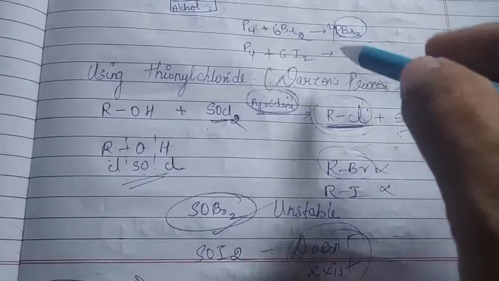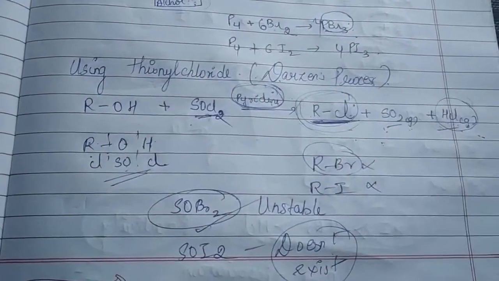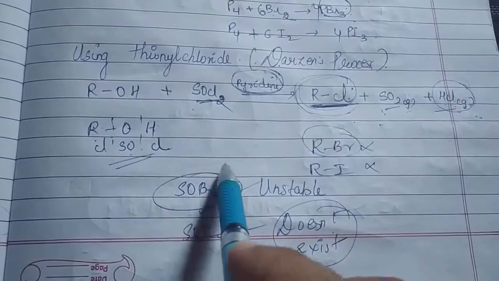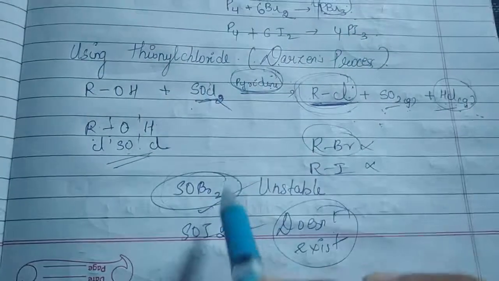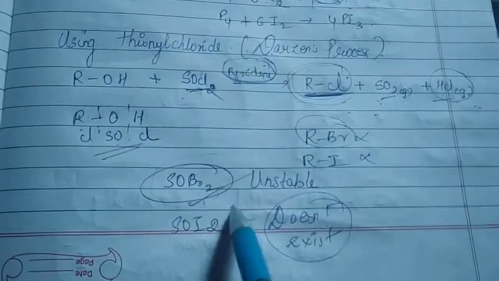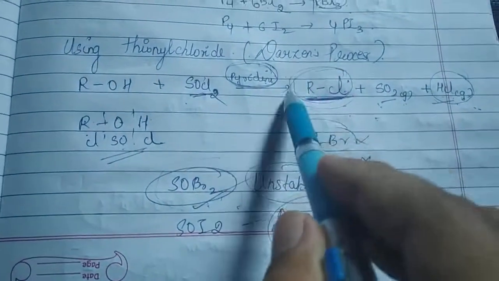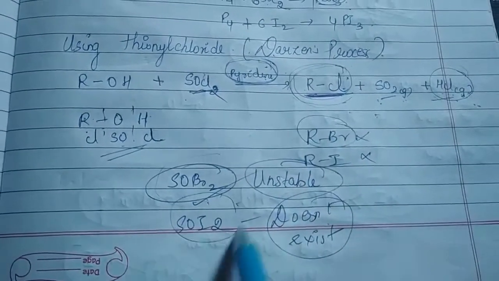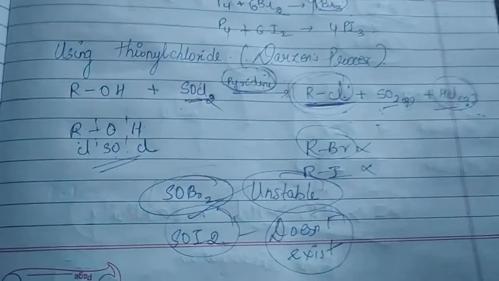Why can't we produce RBr and RI here? Because if we want RBr, we would need to use SOBr2 instead of thionyl chloride, which is highly unstable, and in order to prepare RI, we need SOI2, which doesn't exist.